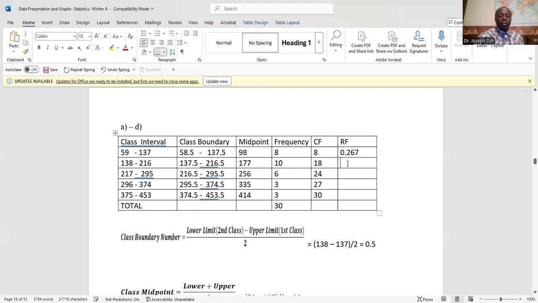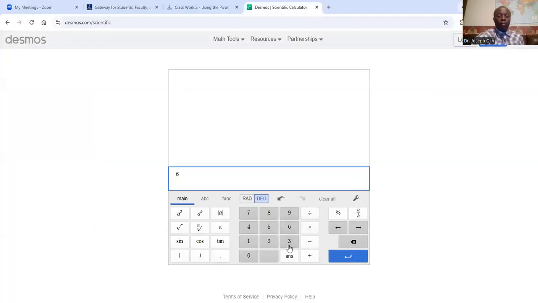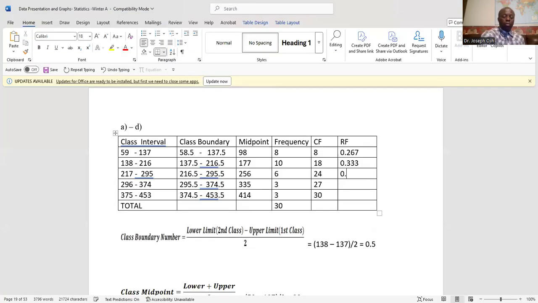0 point. The next one is 6 divided by 30. Okay. 6 divided by 30 gives 0.200. Okay. 0.200. This one is 3 divided by 30.